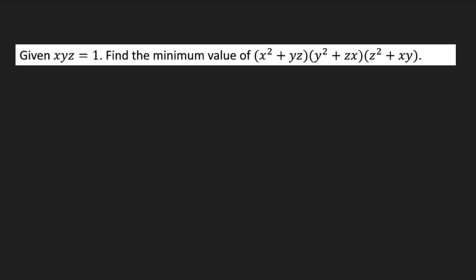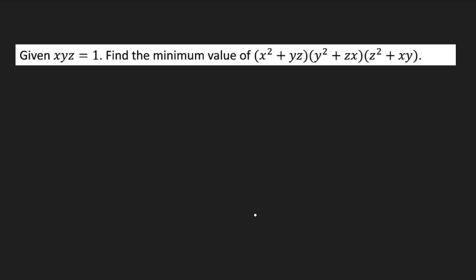So what is the problem of the week for today? We are given xyz equals 1. Find the minimum value of (x squared plus yz) times (y squared plus zx) times (z squared plus xy). So how are we going to solve this problem?